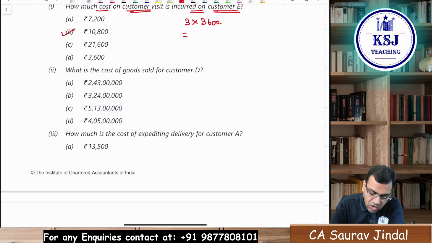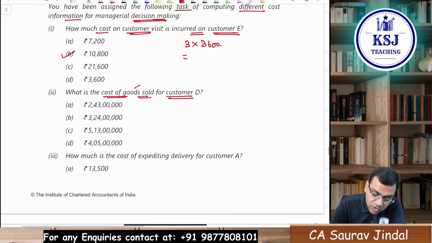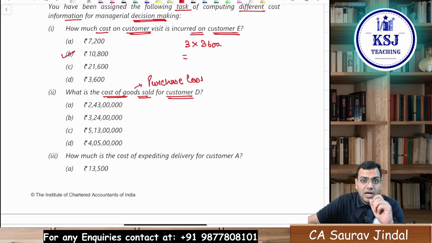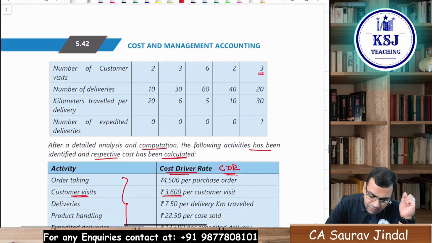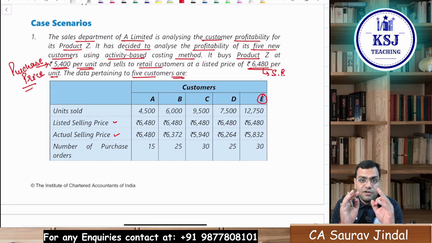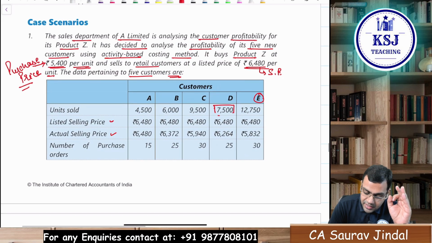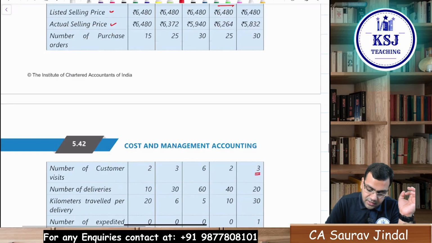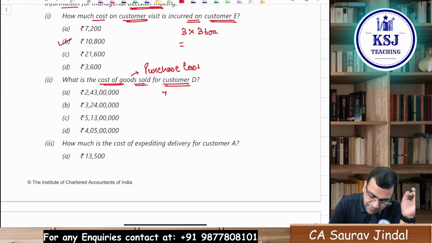They say, what is the cost of goods sold for customer D? What is the cost of goods sold? Now, what will this cost of goods sold have? The cost of goods sold here means the purchase cost, because that is the only cost in the cost of goods sold. You do not have the opening stock. You do not have the closing stock. The only thing that you have is the purchase cost. For customer D, what is the number of units that you have sold? 7,500. What is the purchase cost? Rupees 5,400 per unit. Right? So the cost here will be 7,500 units.